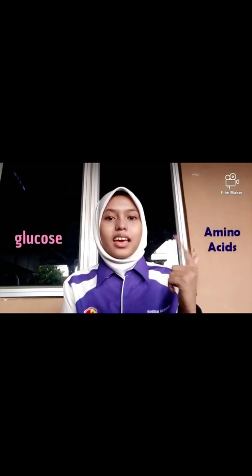Salam and hi, I am Sharifah and I will continue my part in this presentation, which is the process of assimilation in the cells. There are three substances involved, which are glucose, amino acids and lipids. First and foremost, I will explain to you about the importance of amino acids.